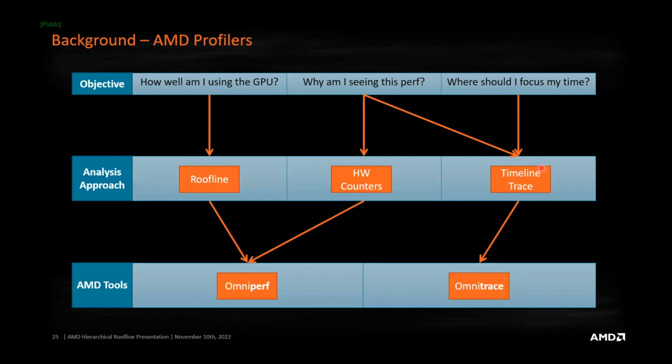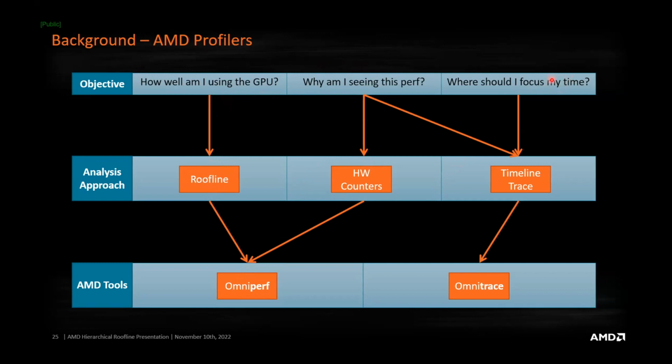And again, just to drive the point home with another example, say you're an application developer or domain scientist, you have three typical questions you're asking. You're usually asking, how well am I using the GPU? In which case, you'll look at the Roofline plot, and you'll need to use OmniPerf. There's other use cases where, why am I seeing the specific performance that I'm achieving? And you want to look at hardware counters. And again, you're looking at OmniPerf. It collects all those counters and presents them in a pretty straightforward way for you to understand.